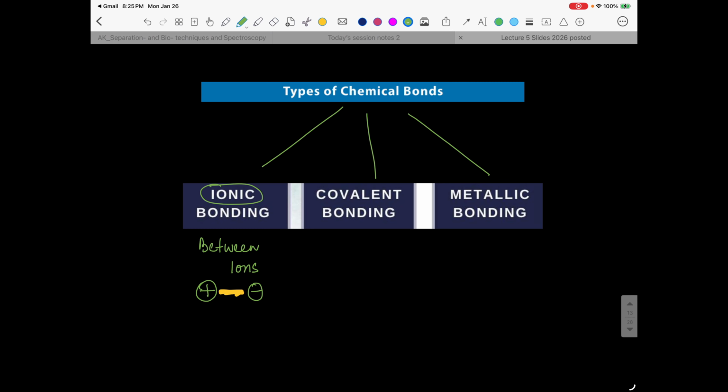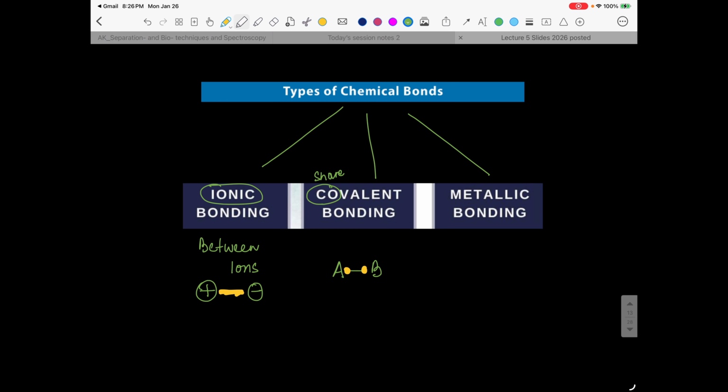Now covalent bonding, as the name suggests, means they both share, like co-share. So when you have covalent bonding, they share the electrons. When you have an atom A and atom B, we show that these two electrons right here are being shared by the two atoms. So this is a covalent bond.